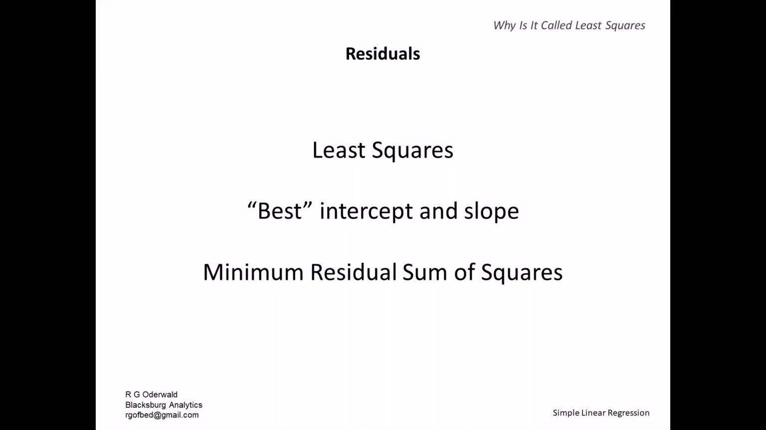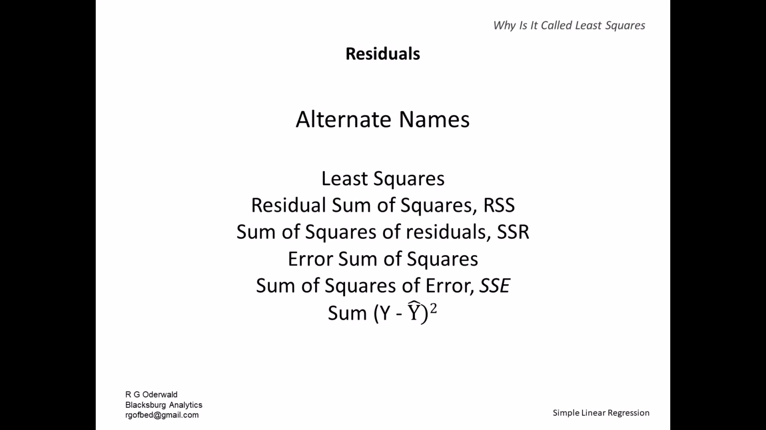We don't have to hunt for the best slope and intercept by moving the intercept. The slope and intercept given by the regression equations are guaranteed to have the smallest residual sum of squares of any possible line. This is the least squares solution. The sum of squared residuals has a lot of names. All of them are the same thing.